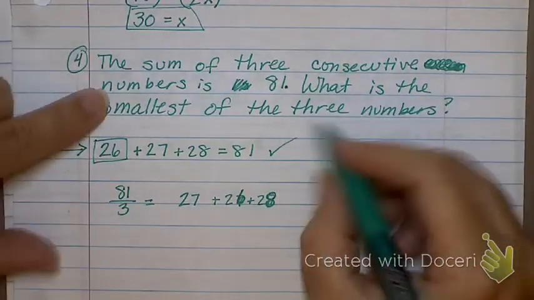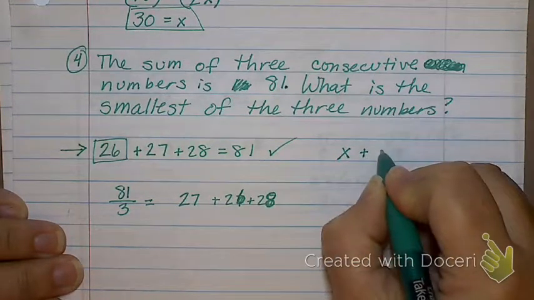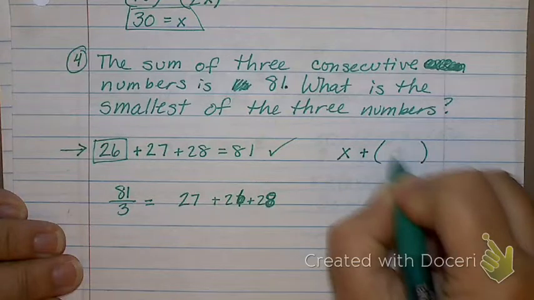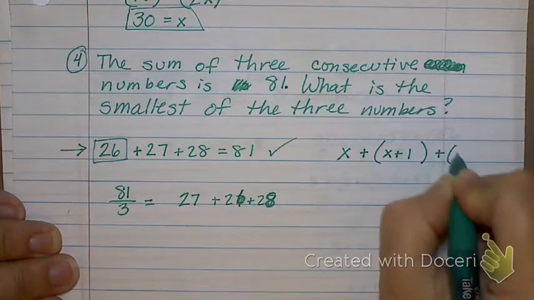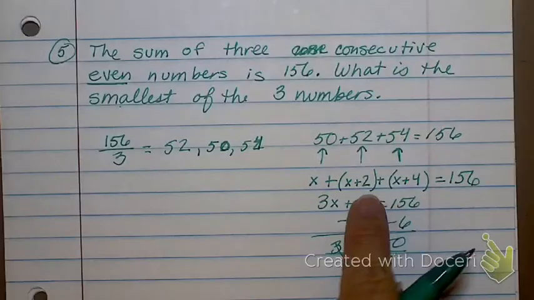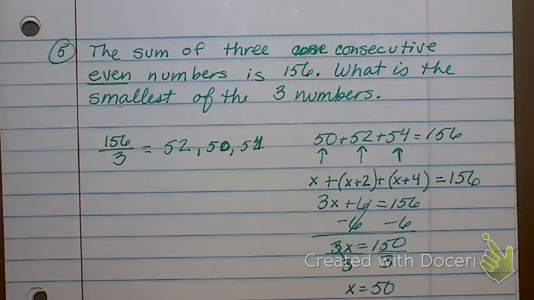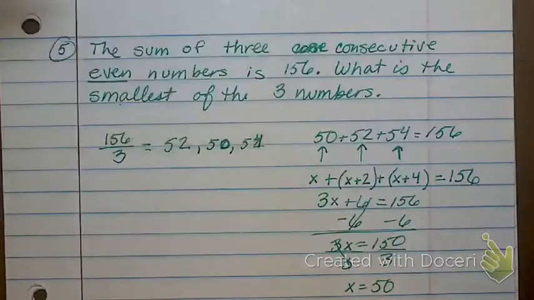The smallest number I'm going to call x. Plus what? X plus 1. And then x plus 2. Why isn't it plus 2 and plus 4 like this one was? Even numbers are 2 numbers apart, correct? Regular numbers are just 1 apart, so I'd set that equal to 81. It's another way of solving it.